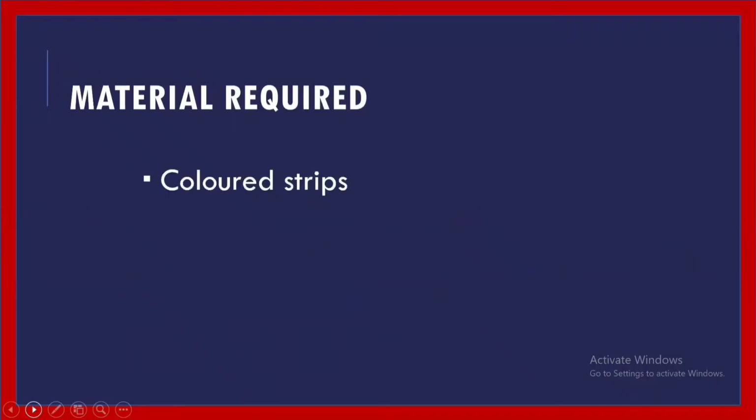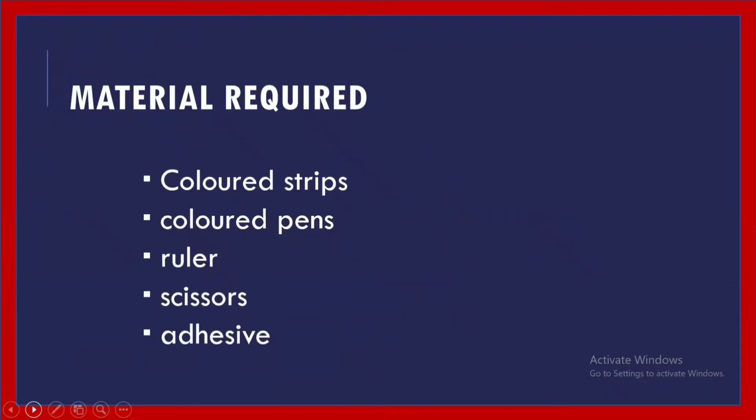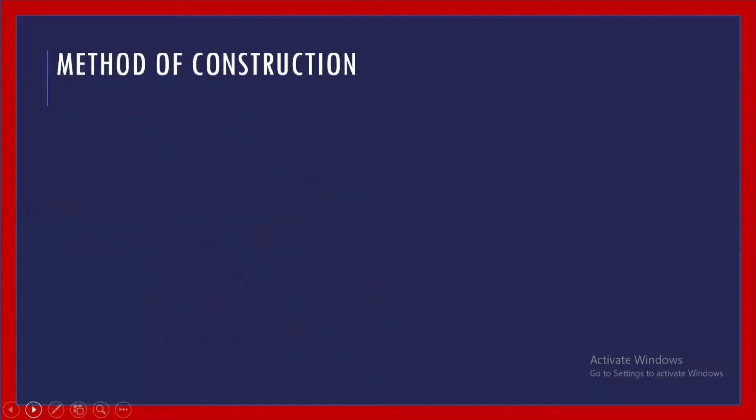The material required: the colored strips, colored pens, ruler, scissors, adhesive. So this is all that we need. In your lab manuals, you've been asked to take up plastic strips and fix nails in it and use threads. But for simplicity, I'm using colored strips and colored pens, and I'll be putting dots instead of nails and joining them with the colored pens and ruler. So let us see how we go about it.